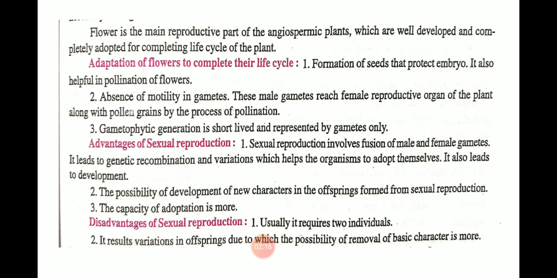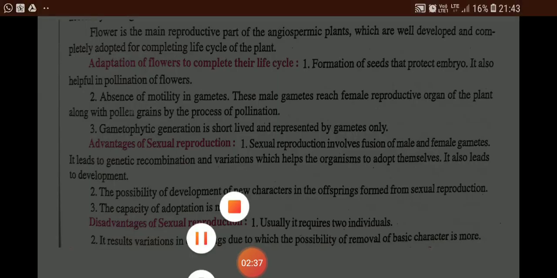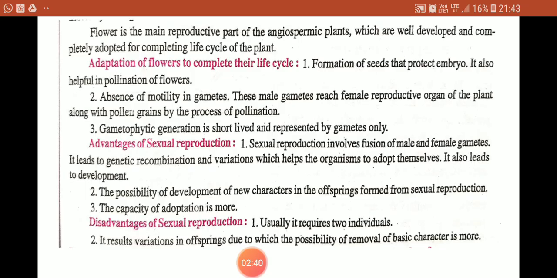Following are the adaptations of flower to complete their life cycle. The flowering plants produce seeds which enclose the embryo. That is, the embryo is present inside these flowering plants. The flowering plants go through the process of pollination, in which the exchange of male and female gamete takes place. There is absence of motility of the gametes.